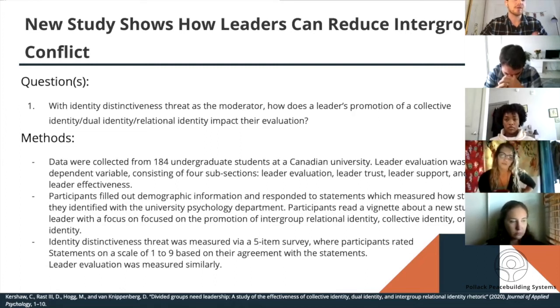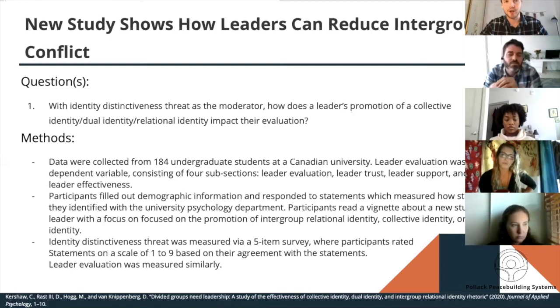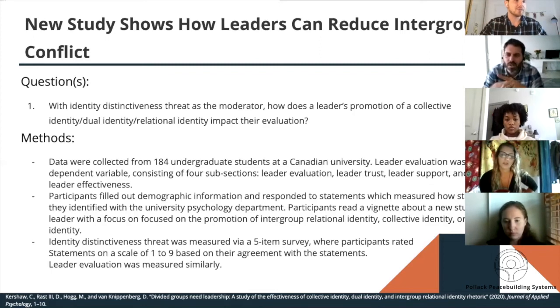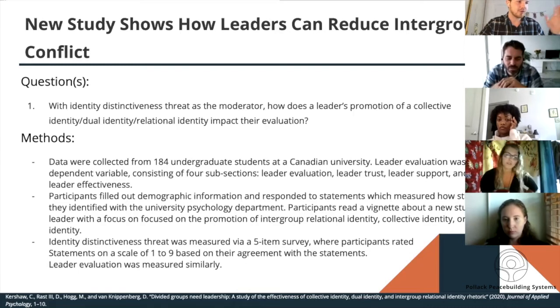I hope you will endorse me as a leader who represents both arts and psychology students. And so that's intergroup relational. Okay, let's hear dual. And dual also has a very similar beginning.